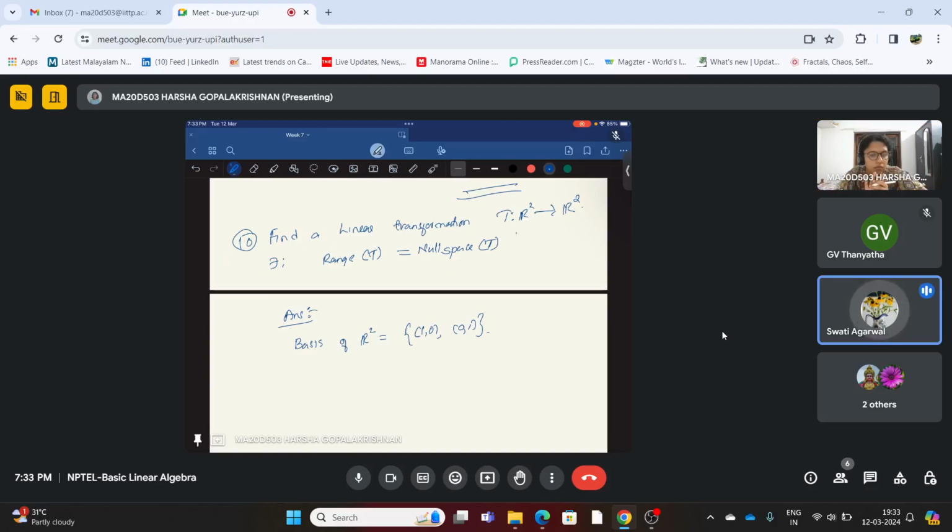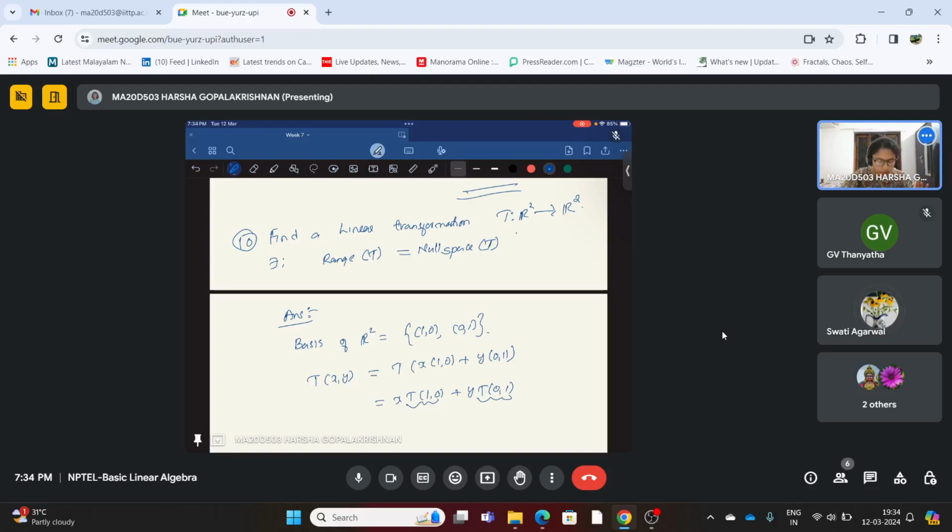If we know T of (1,0) or T of (0,1), yes, we can. Because if I have some value T of (x,y) at some arbitrary point in R2, I can write T of x times (1,0) plus y times (0,1). This is fine, right? Since T is a linear transformation, I can write x times T of (1,0) plus y times T of (0,1). So if I know these two values, then T is uniquely defined for all the points in R2.